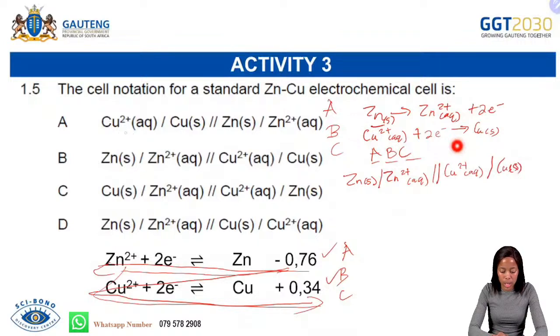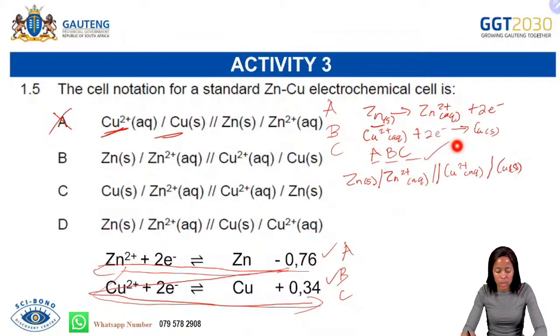Okay. So then we can go and look at the options that you have there. What do we have on this one? We have Cu2+ first on the left-hand side. So it means that the copper is our anode. But if we look at our own cell notation, we will see that the zinc is the anode. So A automatically is incorrect. Then let's move on to C. In C, we'll see that it has a combination of Cu solid and Zn2+. So again, this is incorrect.